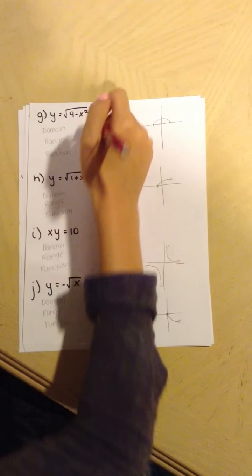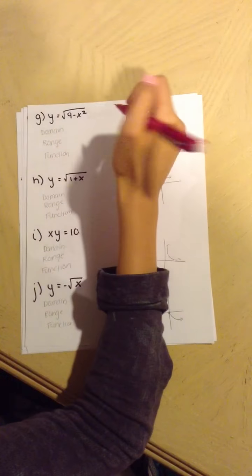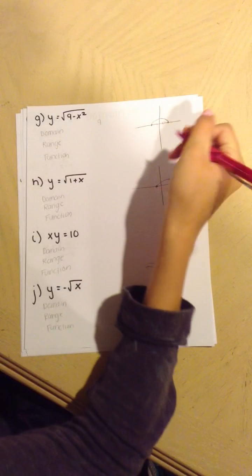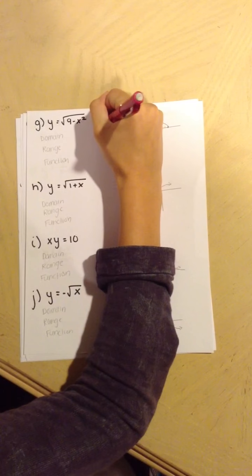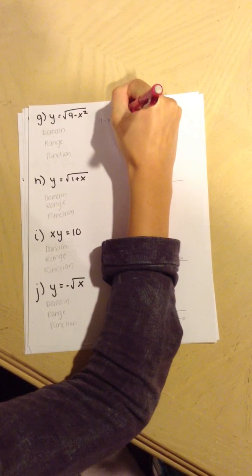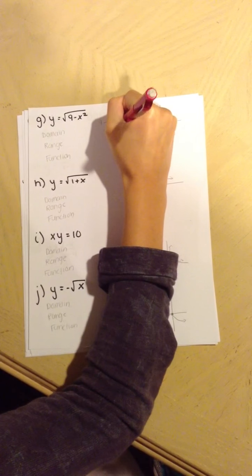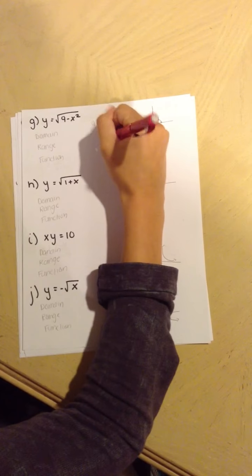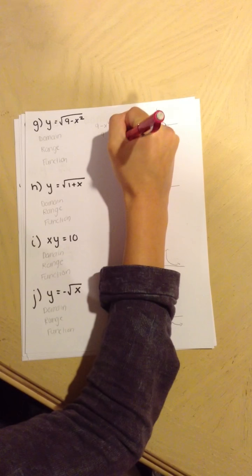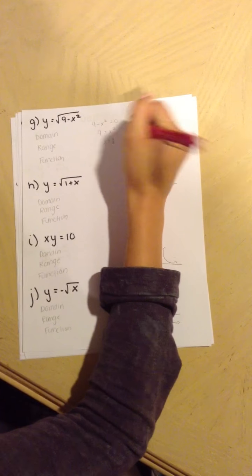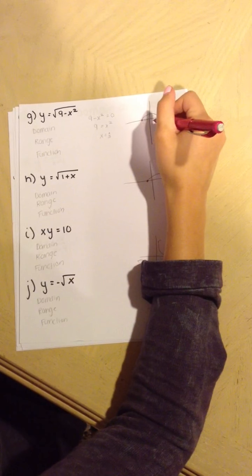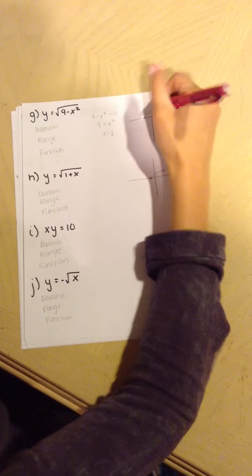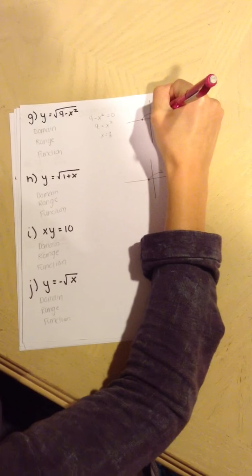Alright, so this first one, we're going to have to set the inside equal to 0 and see where our x-intercepts are going to be. So 9 minus x squared equals 0. 9 equals x squared. And then you're going to get x equals plus and minus 3. So now here, you're going to have a point at negative 3 and positive 3.